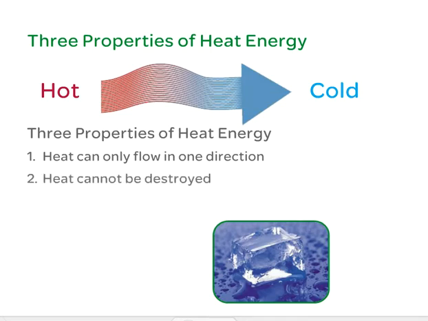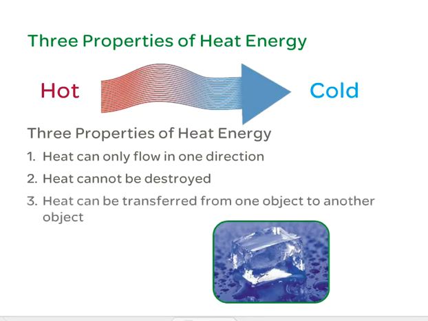A second property of heat transfer is that heat energy cannot be destroyed. The third property is that heat energy can be transferred from one object to another object. In considering the ice cube placed on a hot surface again, the heat from the surface is not destroyed. Rather, it is transferred to the ice cube, which causes it to melt.